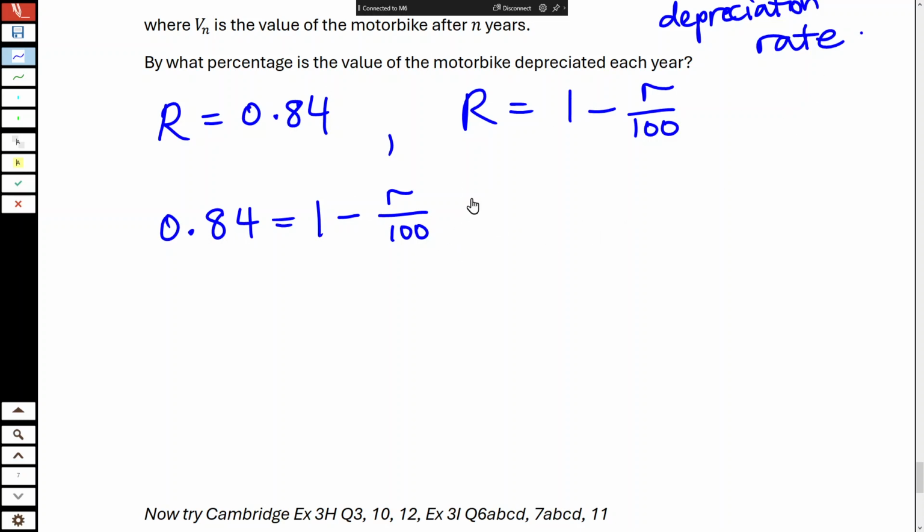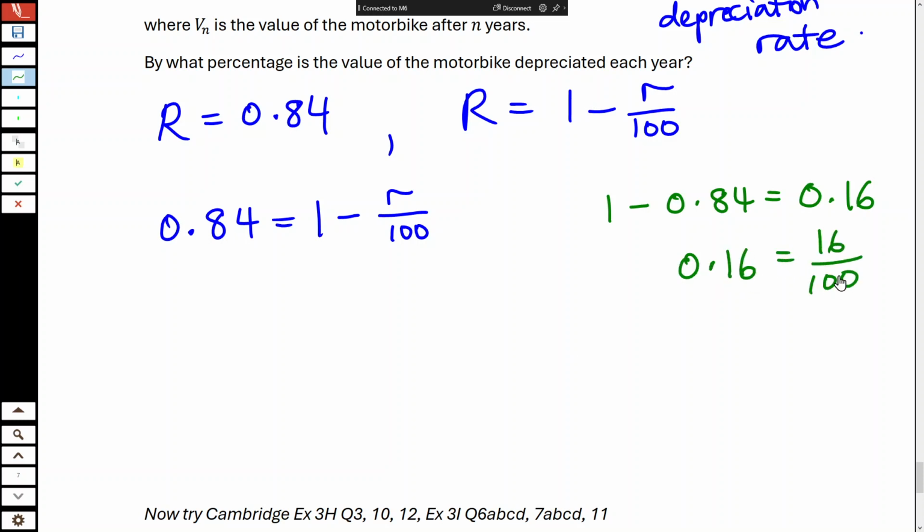Personally, I would hope that you can actually look at this and see what the solution is. R is 16. Why is that? Well, I know that 1 minus 0.84 is 0.16. And 0.16 is 16 on 100. And so there's actually no need to do any algebra if you can see that. If not, then deploy your algebra skills.